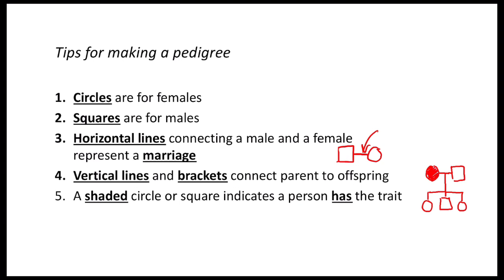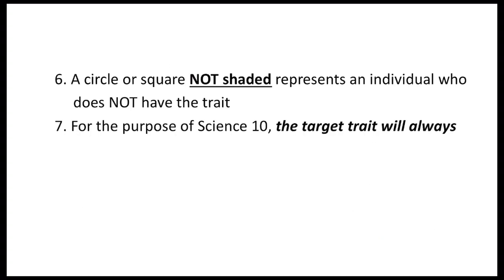So a shaded circle or square, in this case it's a circle, so the female has this particular trait, or usually has it. Sometimes we don't actually know for sure. It could be a prediction. So just be aware that this is what that shows: has the trait or usually has the trait. A circle or square that is not shaded, as you saw in the last image that I drew, represents an individual who does not have the trait.